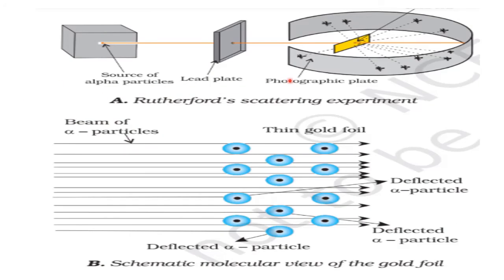This is the schematic representation of Rutherford's alpha ray scattering experiment. And this is the schematic molecular view of the gold foil.